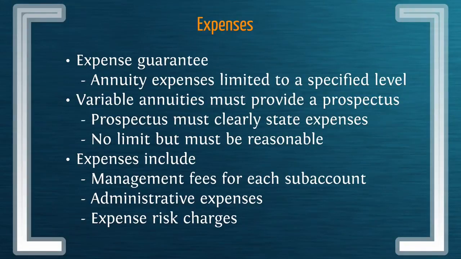Now, we also have, as with any type of investment, expenses. There's, in some cases, an expense guarantee, which limits the annuity expenses to a specified level. For variable annuities, remember, these are treated like securities, so they have to have a prospectus. And that prospectus has to detail what all their expenses could possibly be. And there's no limit on those expenses, but they have to at least be reasonable. Expenses can include management fees, administrative expenses, and other types of charges.